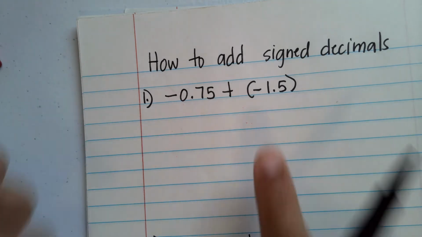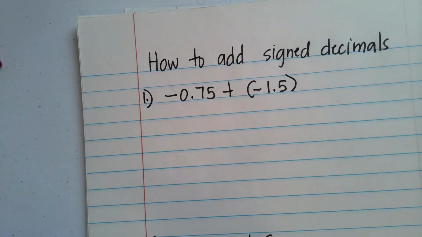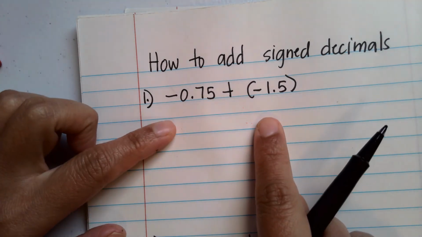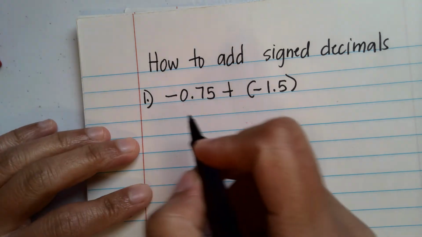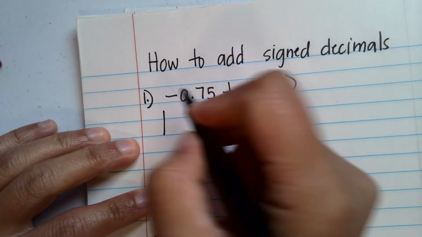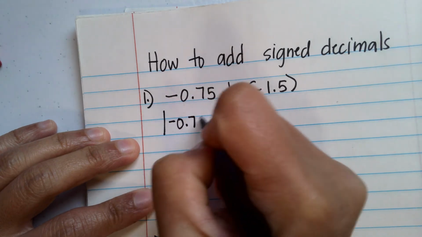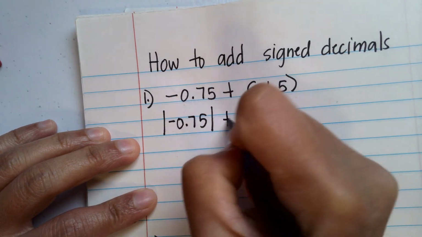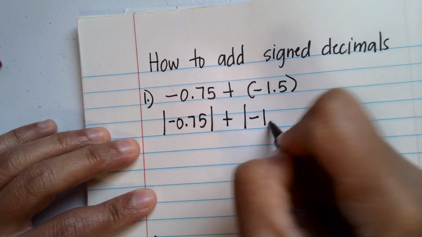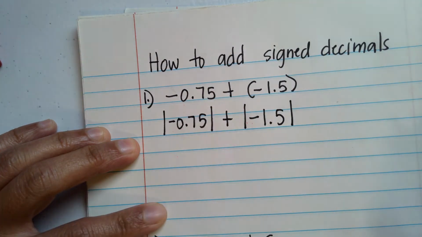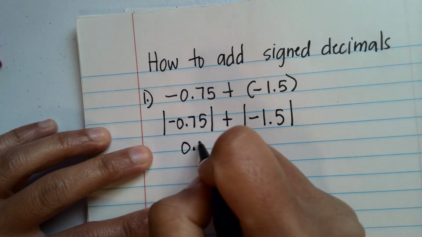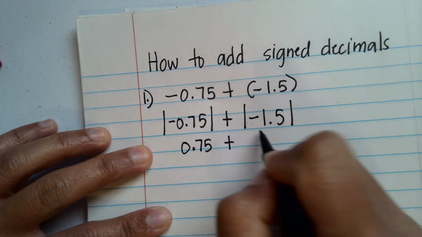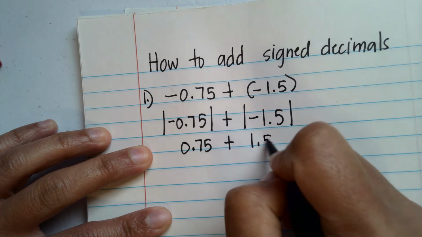If the signs are the same, we're going to add their absolute values, and if the signs are different, we're going to subtract their absolute values. In this case, the signs are both negative, so that means we're going to add their absolute values. So we're going to get the absolute value of negative 0.75, and whatever that is, we're going to add that to the absolute value of negative 1.5. Well, the absolute value of this number is just 0.75, and the absolute value of this number is just 1.5.